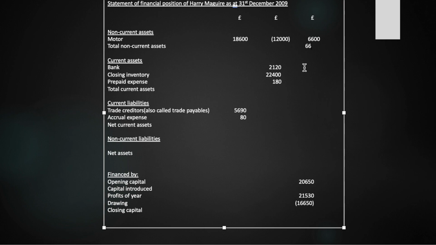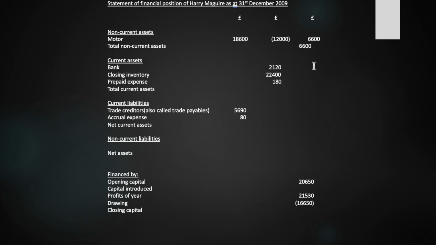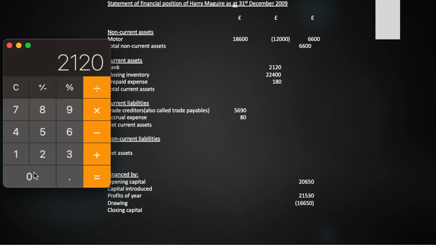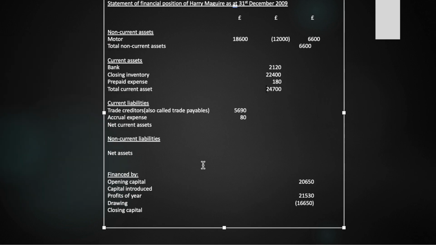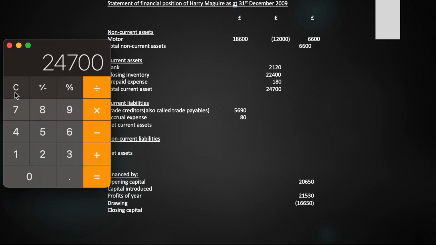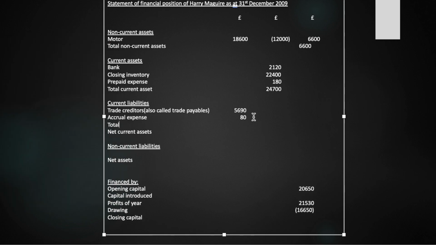Alright, so let's calculate it from top to bottom. First we have non-current assets. Our non-current assets is motor van, which is 6,600. Now we have our current assets, which is bank, closing inventory, and prepaid expenses, which total up to 24,700. Then we have our current liabilities, which is trade creditors and accrued expenses. For the ones that don't know, trade creditors are basically suppliers we've bought from on credit terms, buy now, pay later, which add up to 5,770.